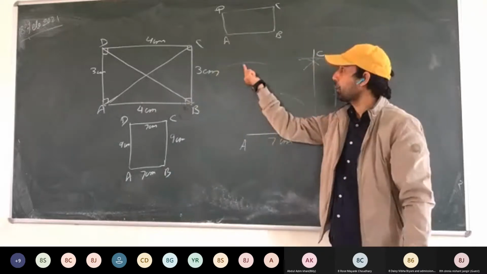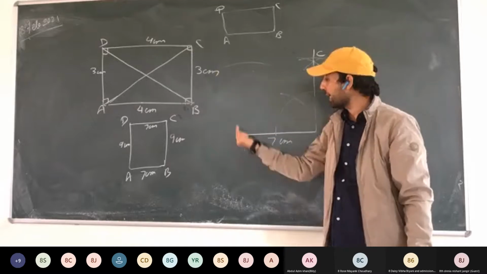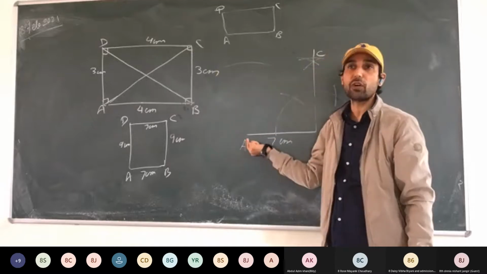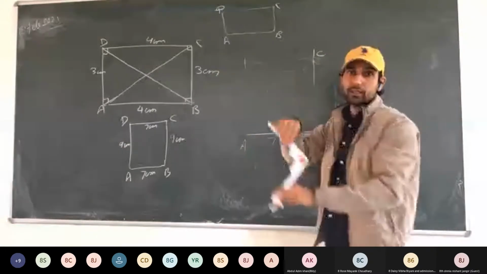Now see here, the D point will be lying somewhere on this arc, because every point on this arc is 9 centimeters away from A. And to find the point on this arc, such that the point is 7 centimeters from C, take 7 centimeters radius, make an arc.